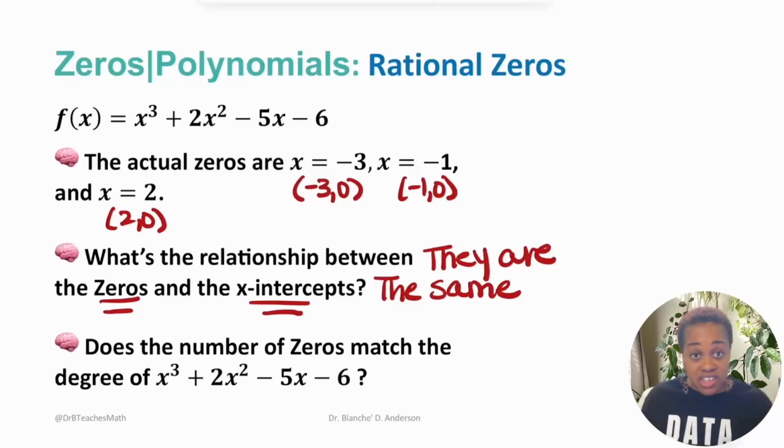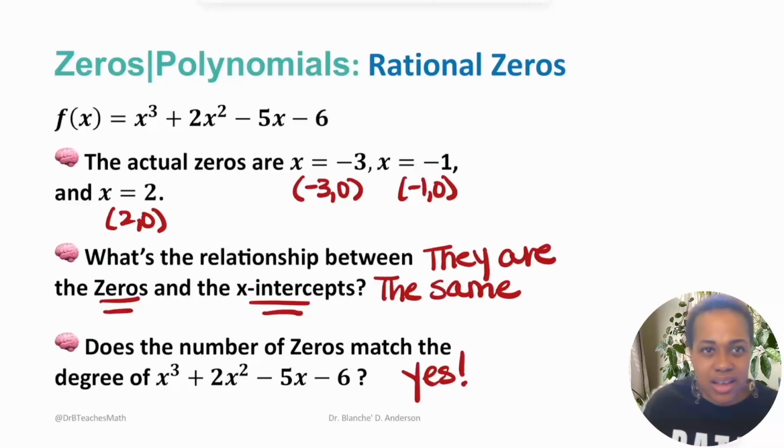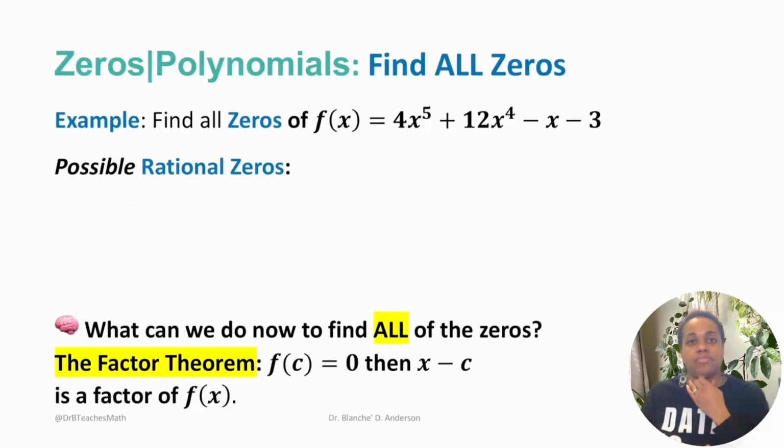And then it says, does the number of zeros match the degree? Yeah, we found 3. When we looked at the graph, there were 3 of them. And the degree of the polynomial, this one, is 3. So yes, I'm going to put yes here. So you see how it kind of makes it easier. That way you don't have to try to guess, can I graph this? You just use the rational root theorem and it will give you a list of possible zeros.